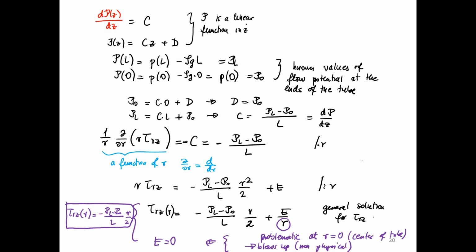So I can have plus E over R, and technically then I don't have a boundary condition on shear stress. I have to go to velocity distributions to figure out what E is. Yes? In an annulus, wouldn't it also be different because the center is solid too? So my shell, that's a great question.